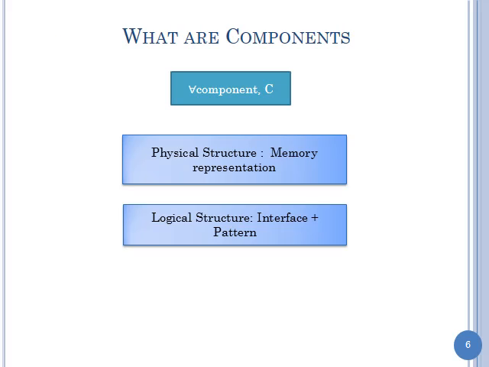So what are components? Now we get into that one level of detail. Are they physical structure, which is instance variables, or are they logical structure, which means they're based on patterns, bean pattern or some other pattern? Okay, and what are the pros and cons of physical structure versus logical structure?